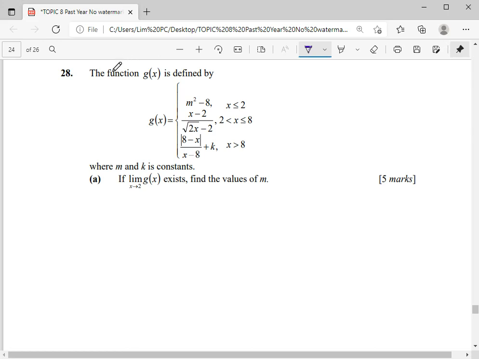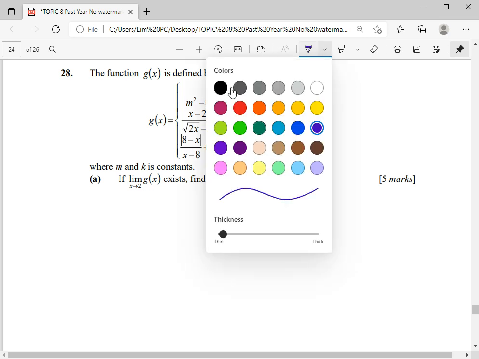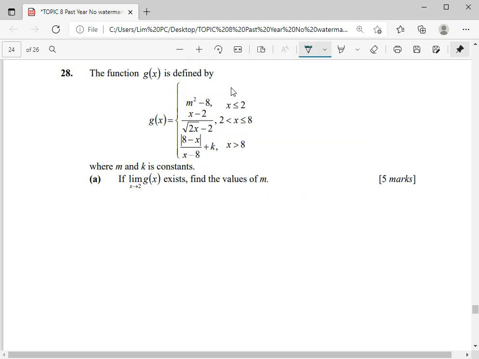So for question 28, they give us a piecewise function. They ask us, if the limit of the function g(x) exists when x approaches 2, what's the value of m? So for this piecewise function, we have to draw it first. Make sure we are clear about the interval.